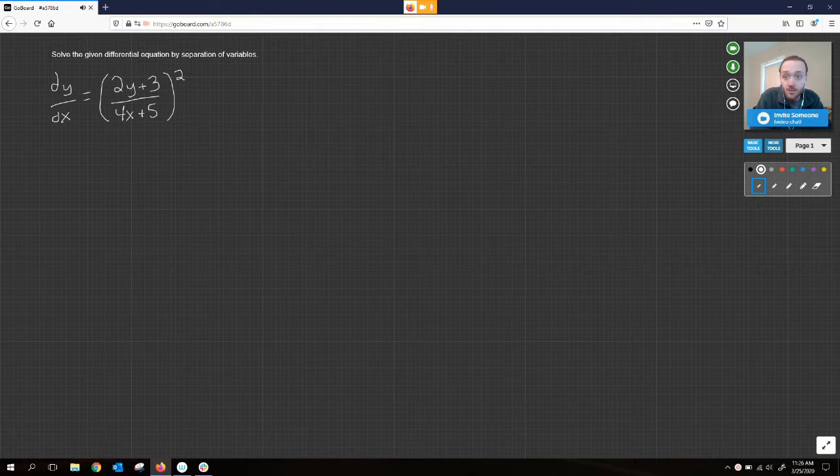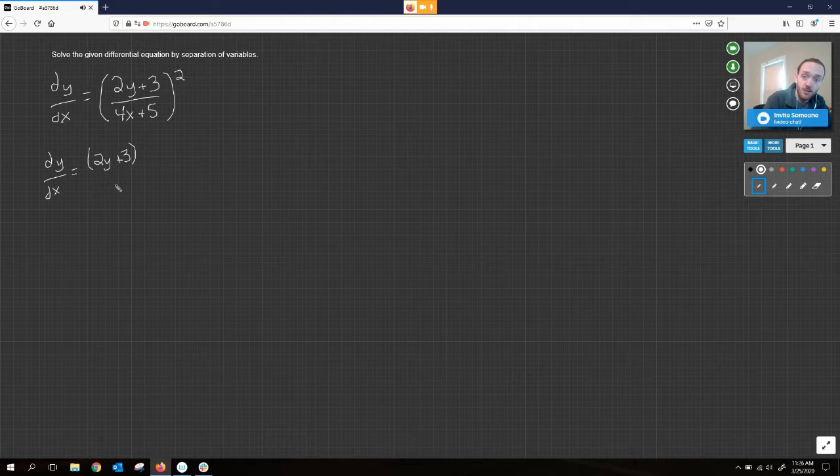So when we look at this, we're not able to just move the dx over right away so I can get my y's on one side, x's on the other, because I have my y's and x's on one side, and they're not easy to move around because they're being squared. So first things first, I want to take care of that square. So we're going to apply it to both the numerator and the denominator. So we will have dy over dx equals, and then we'll say this is 2y plus 3 squared.